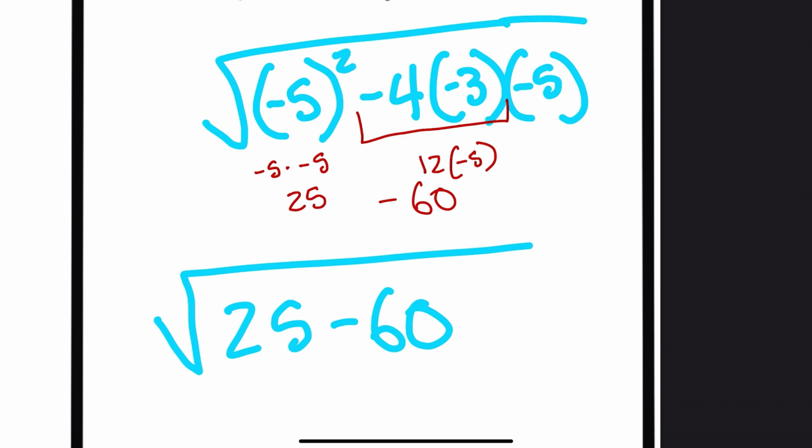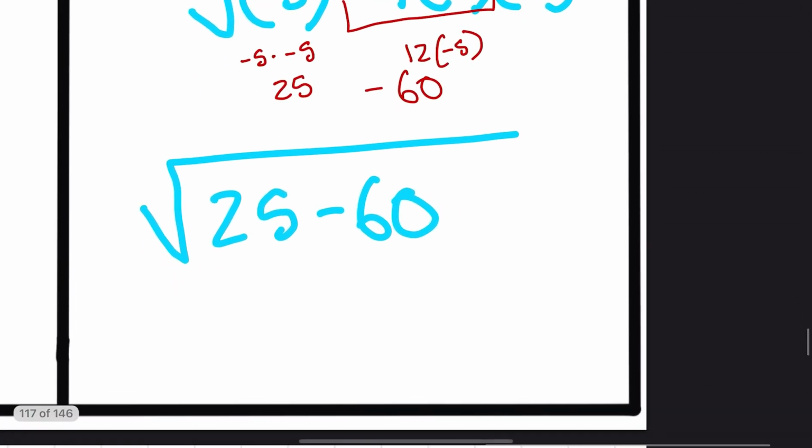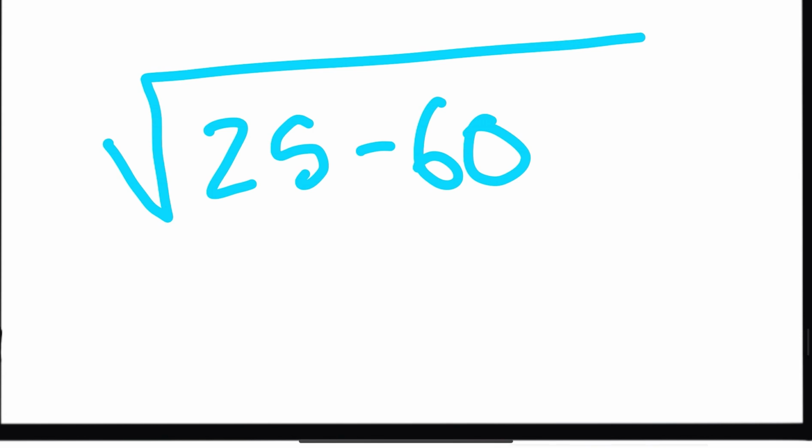Again, I'm just rewriting it so I know what's going on. All right, 25 minus 60. I'm going to have to use my calculator for that one. Should be 30, I think. 35. I was close.